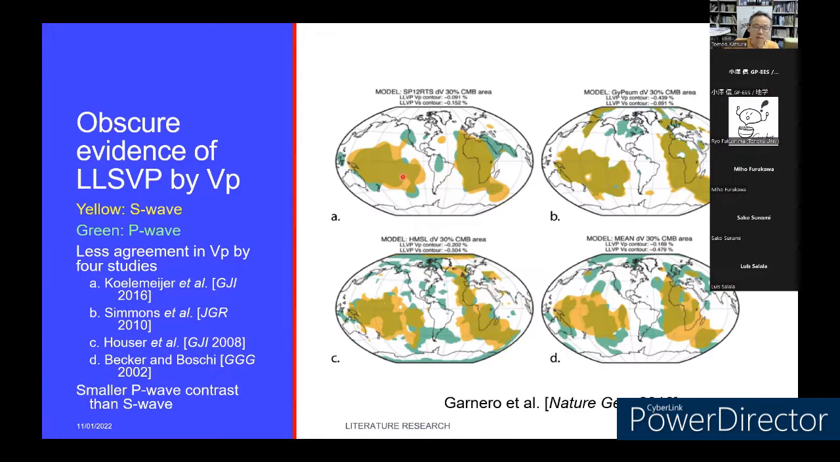As I already mentioned, the locations of the low shear velocity anomaly are quite consistent with each other. However, the low P wave anomaly is quite inconsistent among these four studies, and the consistency between P wave anomaly and S wave anomaly is also quite poor within one study. Therefore, the low P wave velocity anomaly is not robust. Or we can say P wave anomalies should be very weak.